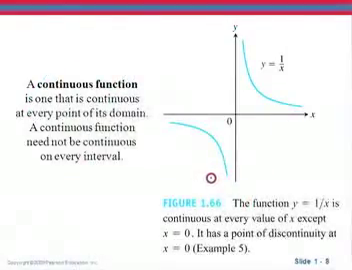Now a continuous function is one that is continuous at every point of its domain. A continuous function may not be continuous on every interval. Here's an example. This graph y equals 1 over x is not continuous on every interval. It is continuous from -infinity to 0, not including 0, and from 0 to infinity, not including 0. However, it's undefined at 0, and so it does have a point of discontinuity at x equals 0. But a continuous function is just one that's continuous at every point in its domain, and this is continuous at every point that's in its domain because its domain is every number except 0.